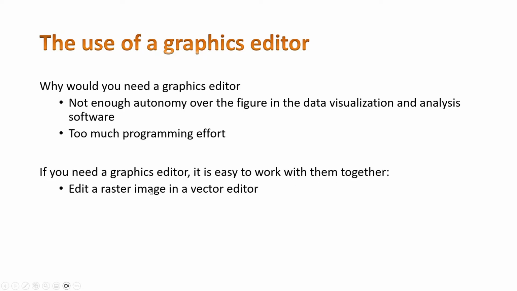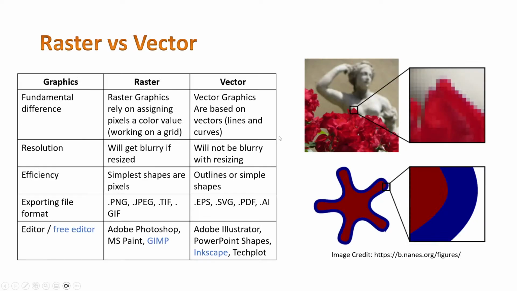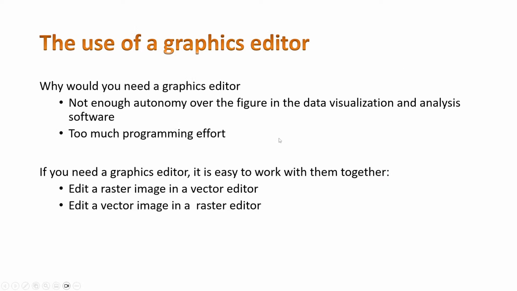You can edit a raster image in a vector editor, or edit a vector image in a raster editor. So you can do both. I could have a raster image but want to add some labels, letters, lines, things like that, so I could use a vector editor. Or the opposite: I could have a vector image, some lines and things, and then want to add a graphic or an image to it and then edit it.